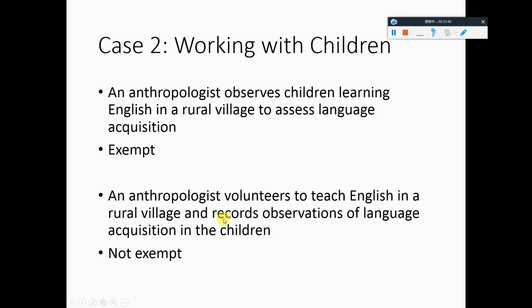Second, there is participation in the observation, because this person not only observes but is actively involved in the activity that this researcher observes. So this research project will not receive exempt review, but likely will go to full board.